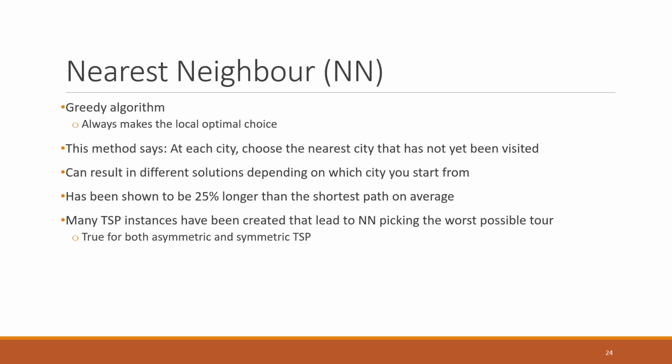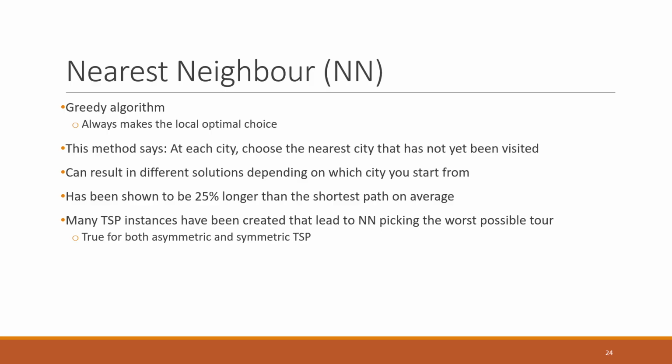The first one we'll see is nearest neighbor, or NN for short. This is a greedy algorithm that always makes the local optimal choice. The method says, at each city, choose the nearest city that has not yet been visited, or the city with the shortest distance that has not yet been visited. And this can result in different solutions depending on which city you start from.